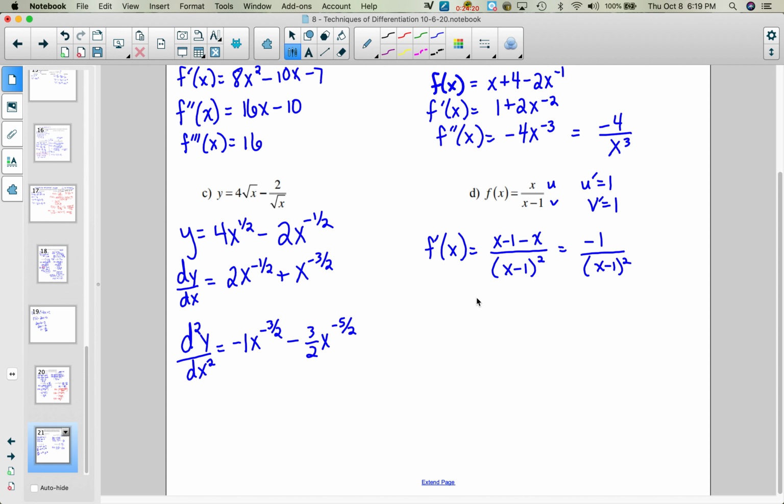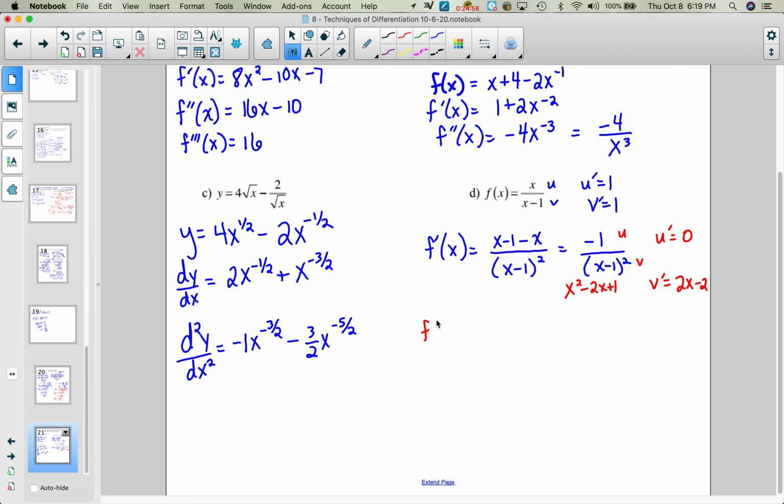All right, then I need the second derivative, so I'm going to have to use the quotient rule again. So this time, we've got u and we've got v. So u prime is 0, and v prime, in order to get that, we're going to have to multiply this out. So this is x squared minus 2x plus 1. So v prime is 2x minus 2. Okay, later we'll have a different way when we know the chain rule, but right now we don't. So we would just multiply out what v is so that we could get v prime.